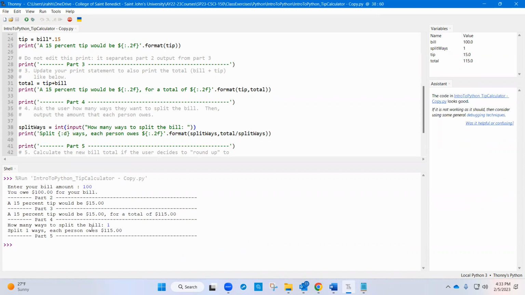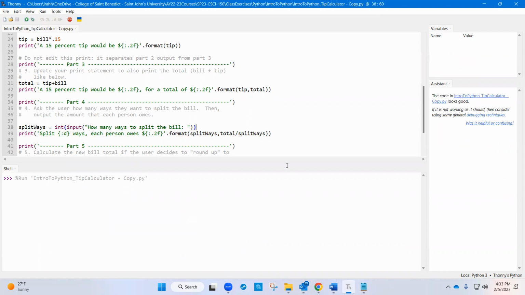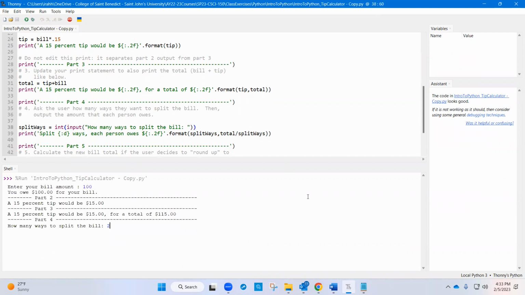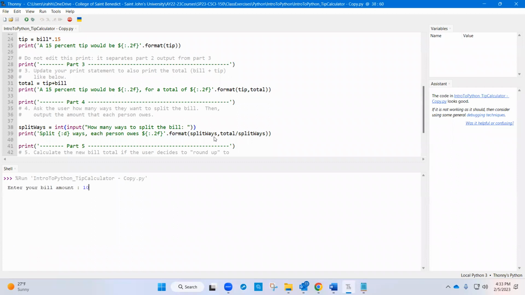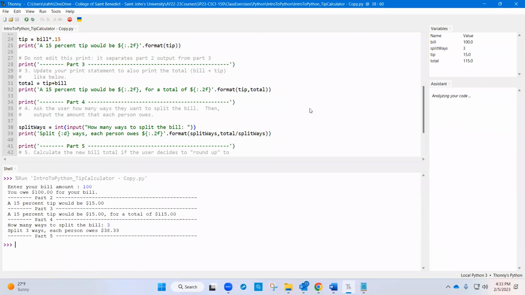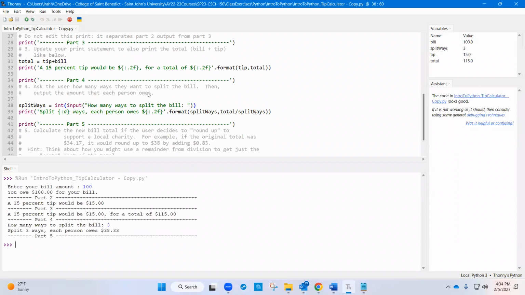Okay, so now if I split 115 over one person, it's 115. If I split it in two, then every person will owe 57.50 cents, times two, that'll give you the total of 115. Do three ways. Okay, and so on and so forth.